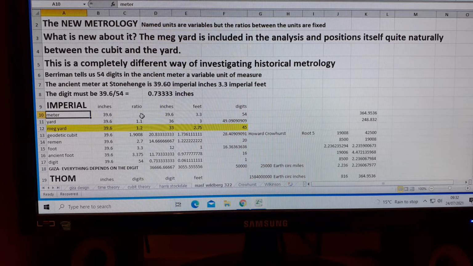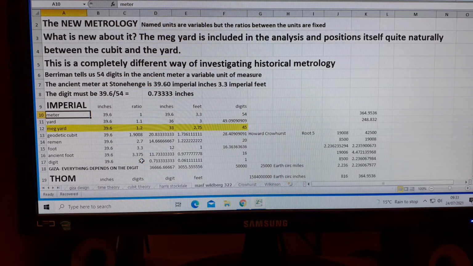So the ratio that determines the other units is here. So we can see that the yard is the meter divided by 1.1. The megalithic yard is the meter divided by 1.2. The geodetic cubit is the meter divided by 1.9008. The Riemann is the meter divided by 2.7. The foot is the meter divided by 3.3. The ancient foot is the meter divided by 3.375. And the digit, Berriman tells us, is the meter divided by 54.